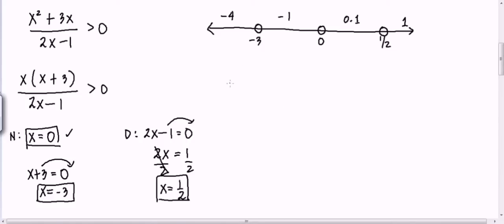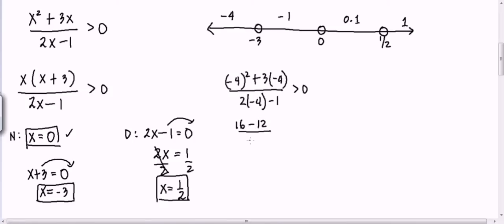So, this one would be negative 4 squared plus 3 times negative 4 all over 2 times negative 4 minus 1 greater than 0. So, negative 4 squared is 16 minus 12 over negative 8 minus 1 greater than 0. So, 16 minus 12 is 4 over negative 9. So, obviously, guys, negative ang lalabas. Negative number is greater than 0 daw. False yun. Okay? Mas malaki ang 0 kaysa sa negative 4 over 9. So, false yung una. Okay? Next interval. So, false to. Hindi kasali to.